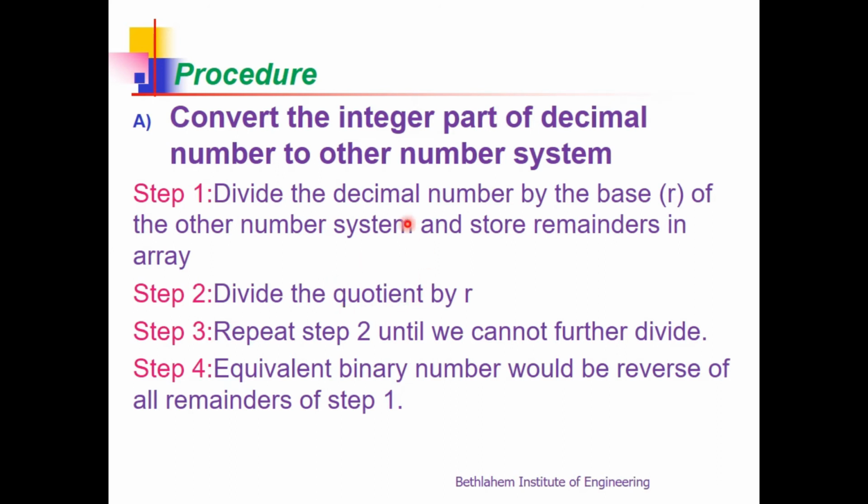Then you divide the quotient, and continue the division process till we cannot divide further. Then you write the equivalent binary number. The main thing to understand is that while converting the integer part of a decimal number to another number system, we follow the division method, and for division we use the base of the number system to which it is to be converted. We'll be clear with this procedure while solving the numericals.